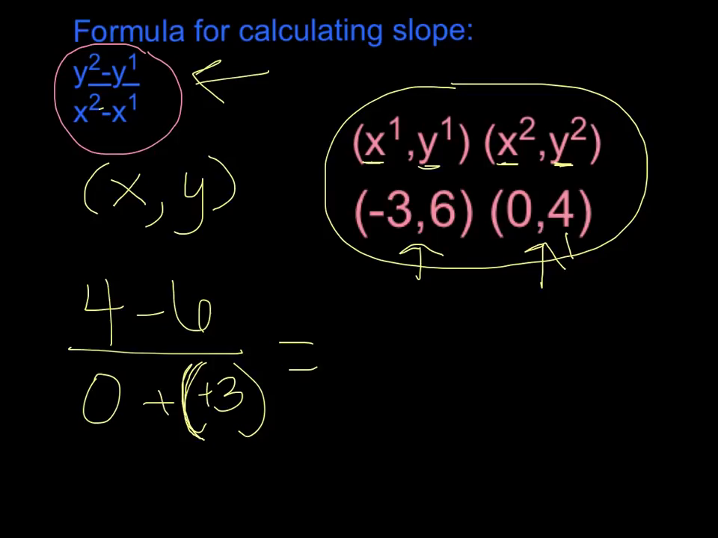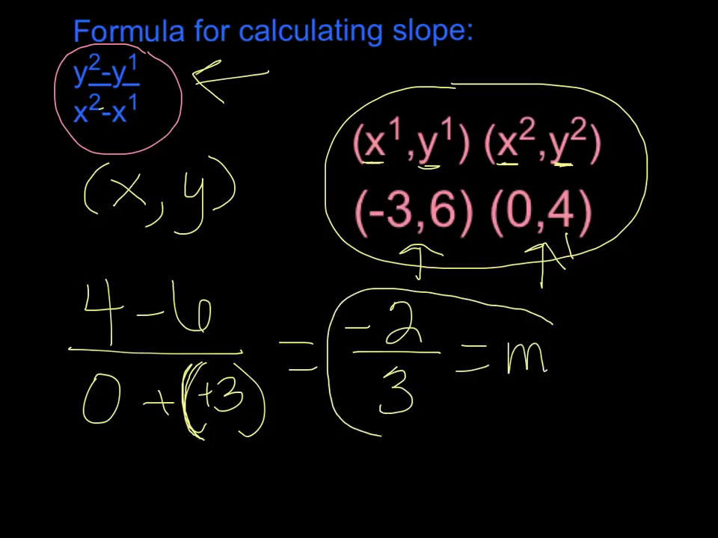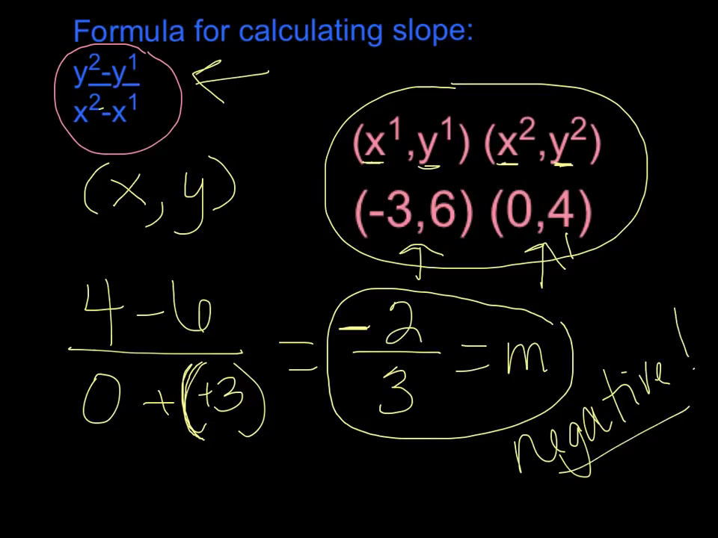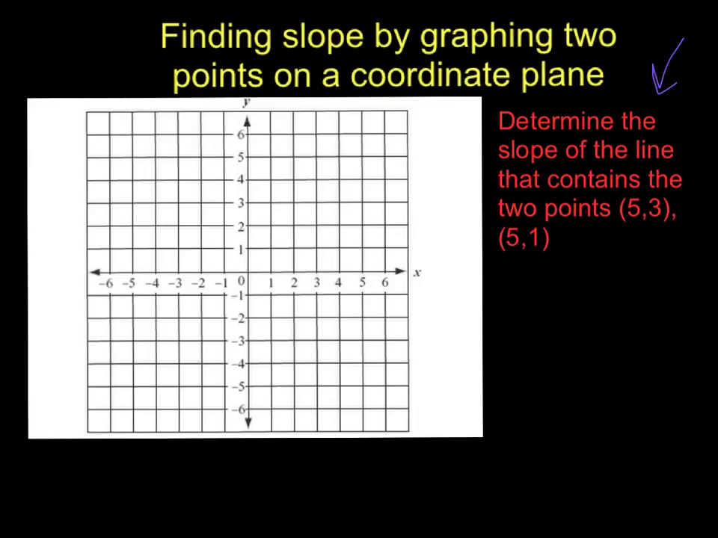So you would change that. 4 minus 6 is a negative 2. 0 plus 3 is 3. So your slope, and notice that I represented it as m, equals a negative 2/3. And if you were to go back and look at your 4 types of slope, you would see this has a negative number. So this is a negative slope. Very simple. Do not make this harder than it is, guys. Very, very simple. Okay? All right.